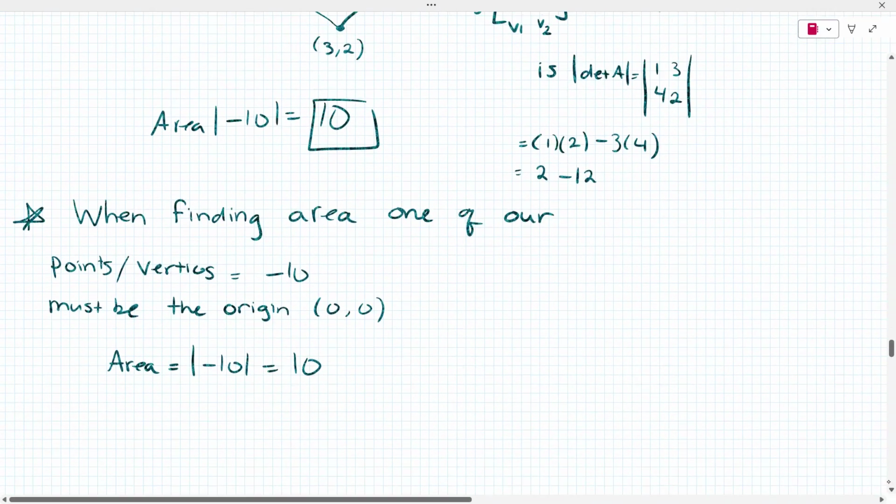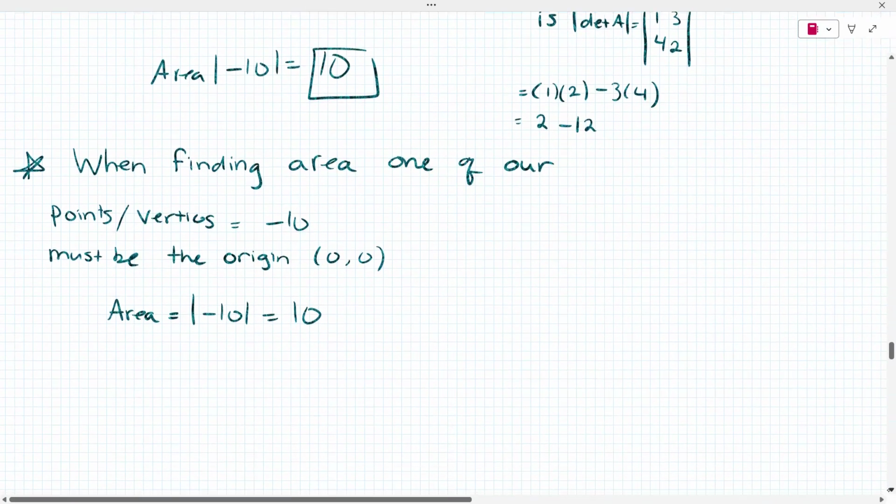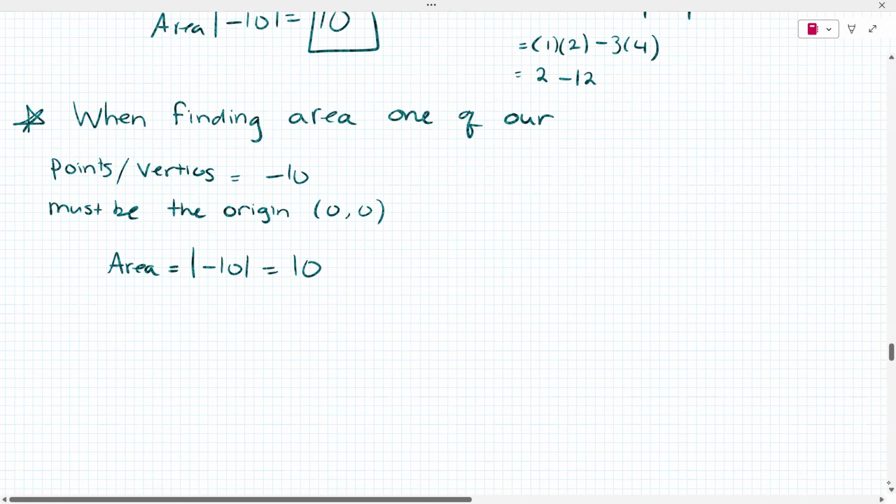Key note: in order to find the area, one of your vertices must be the origin, 0, 0.